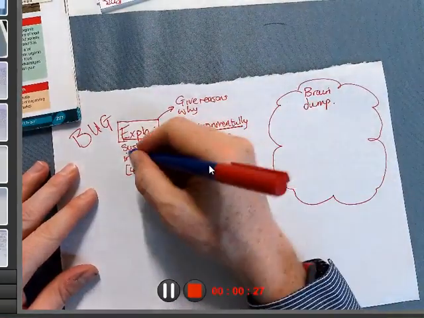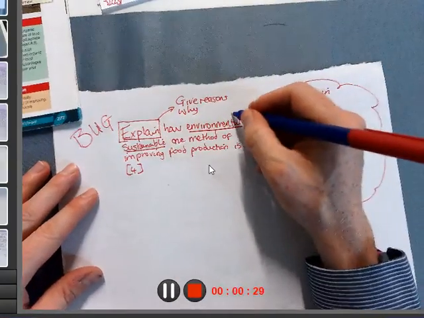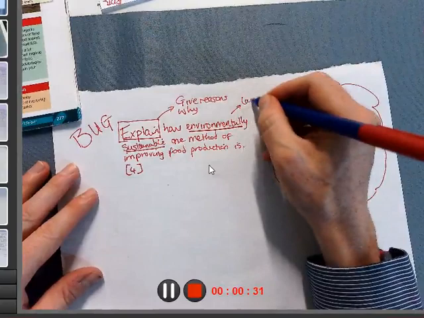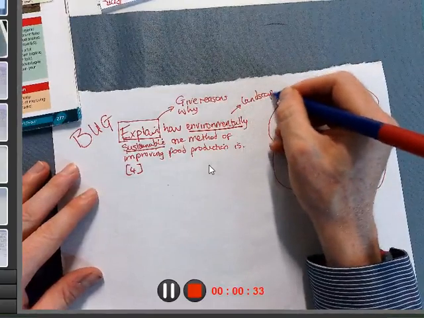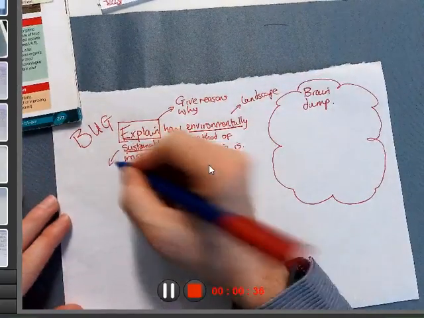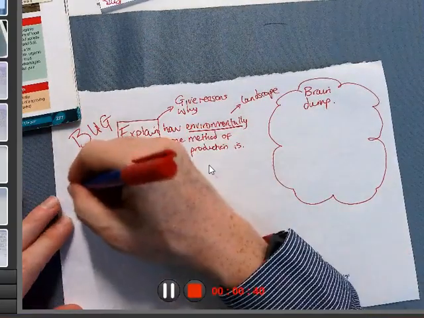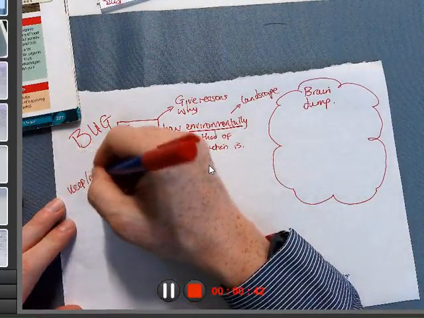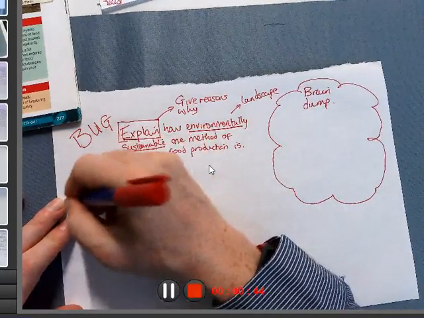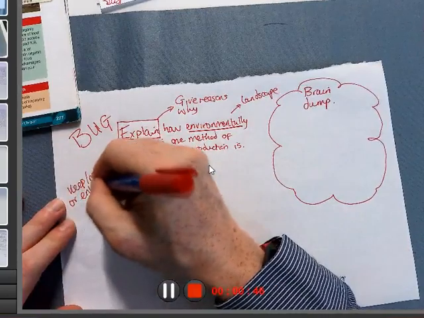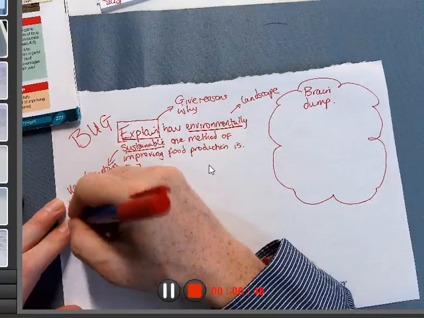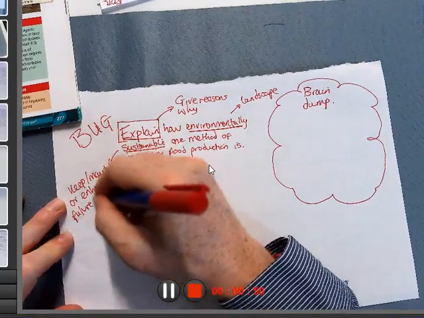Environmentally sustainable. What does environment mean? Means, yeah, landscape. Excellent. Sustainable. Keep, maintain, or enhance for future generations.